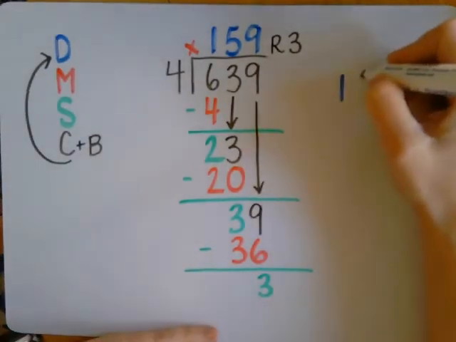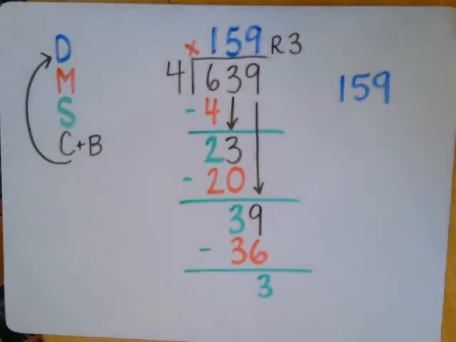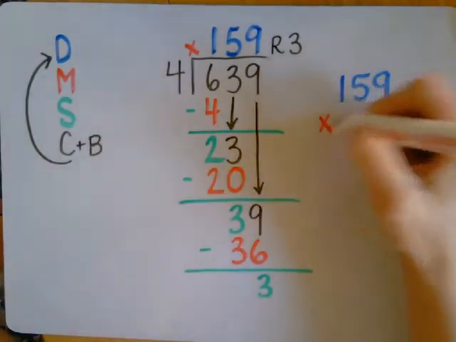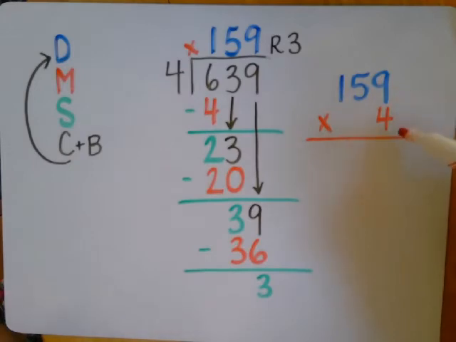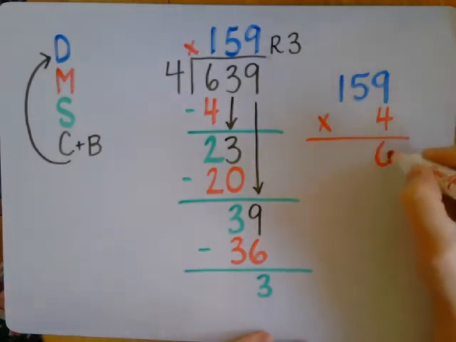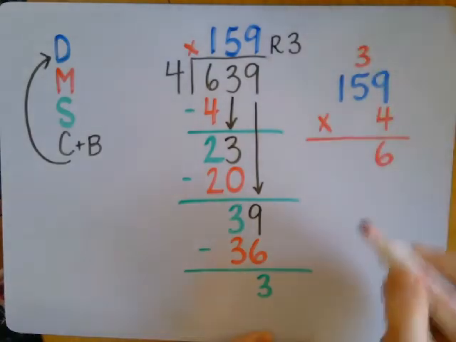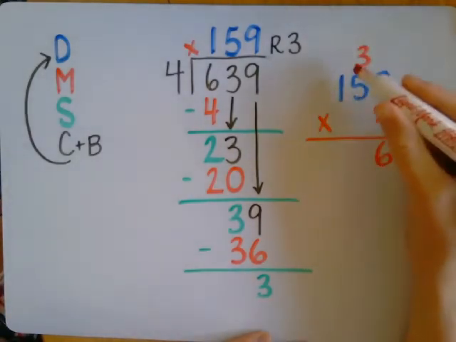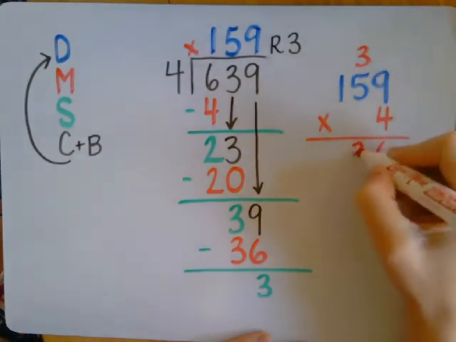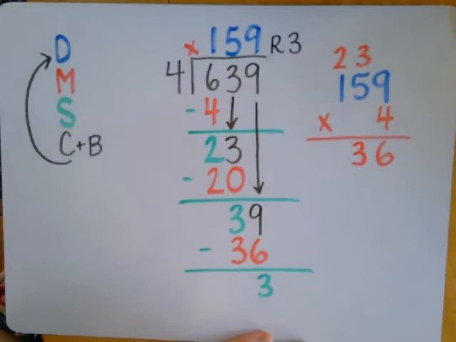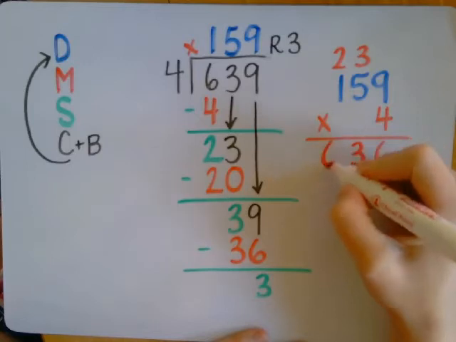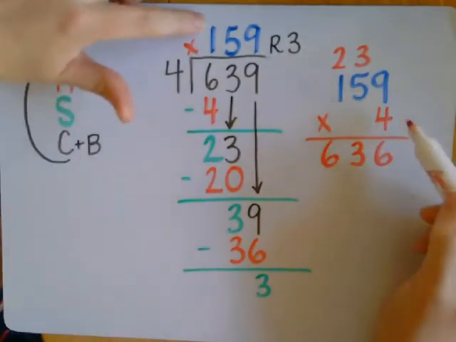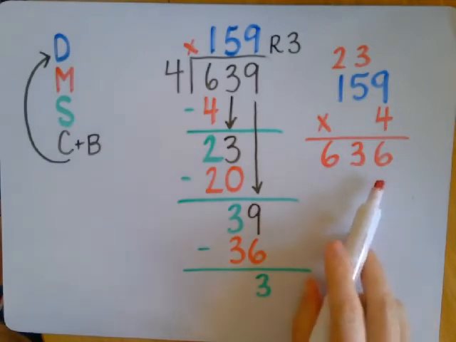So I'll take 159, multiply that by 4, and see what we get. Starting in the ones place, 9 times 4 is 36. 6 stays down. The 3 goes over here. 4 times 5 is 20, plus 3 more is 23. 3 stays, and the 2 goes over here. Next, 4 times 1 is 4, plus 2 more is 6. So multiplying our answer, 159 times 4, got me 636.